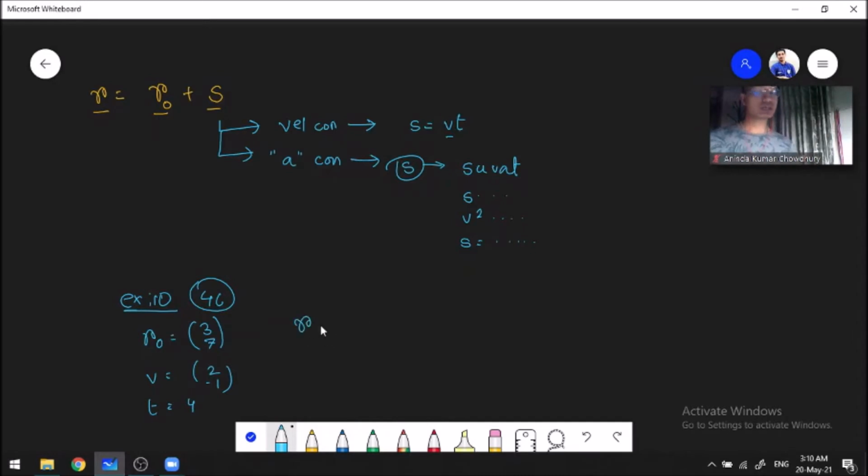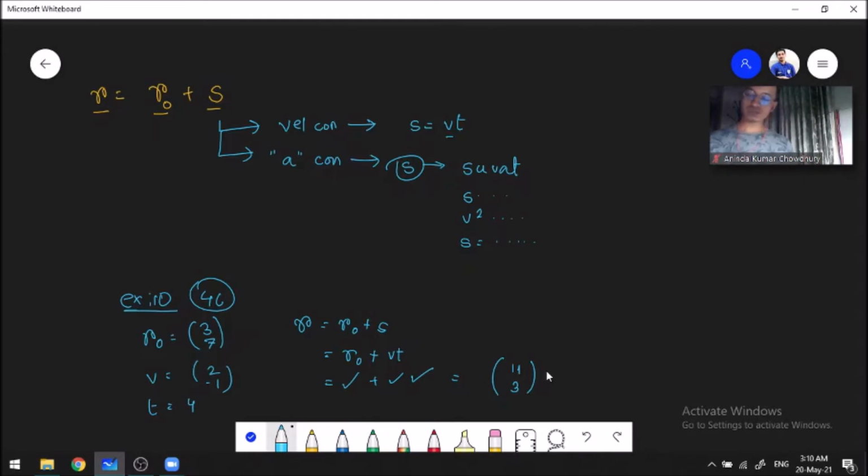So I need to find out the final position vector. So the final position vector is r0 plus the displacement, and we have a constant velocity situation, therefore the displacement will have to be found using the formula vt. Our r0 is known, (3, 7), our v is known, (2, minus 1), our t is known, 4. Inputting all these variables, we can find the final position vector, which turns out to be (11, 3). I'm not going through the calculations because it is already done on page number 46, example number 10, but this is the concept behind that example.